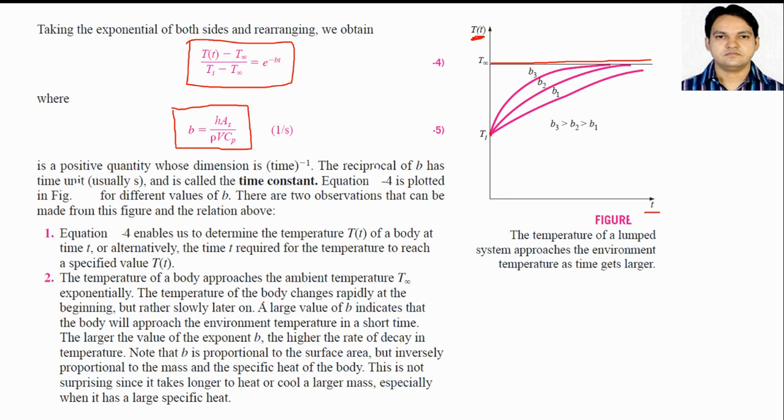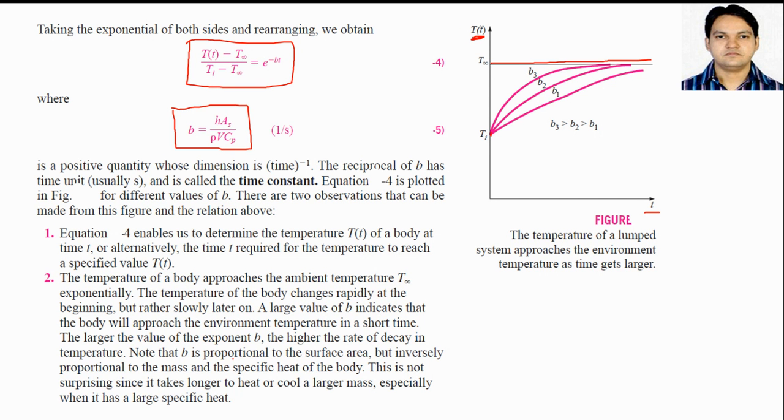The temperature of a body approaches the ambient temperature T_∞ exponentially. The temperature of the body changes rapidly at the beginning, but rather slowly later on. A large value of b indicates that the body will approach the environment temperature in a short time, meaning heat transfer will be faster. The larger the value of exponent b, the higher the rate of decay in the temperature.